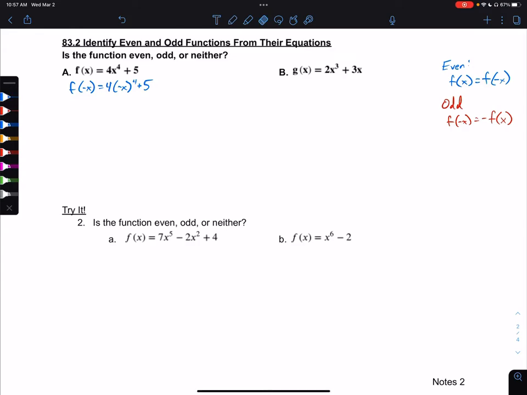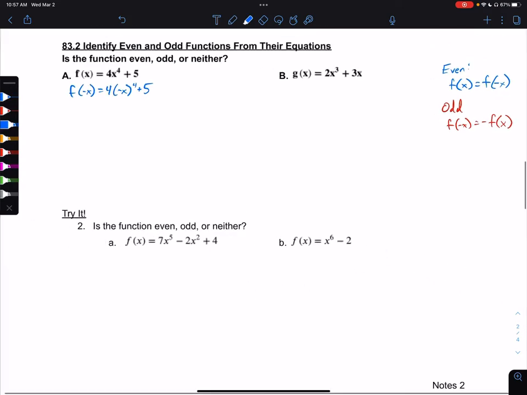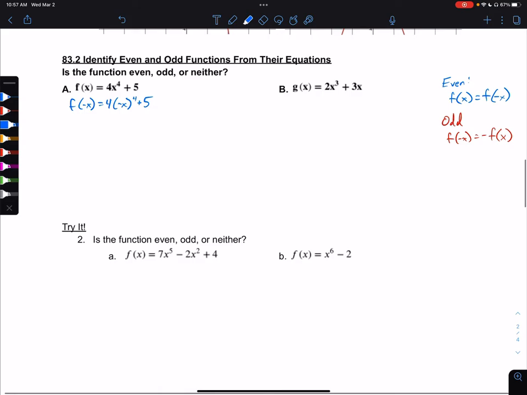Okay, so I'm going to replace this x with a negative x. All right, to simplify this, I need to figure out the signs of each term. Well, the plus 5 is a constant, so that's not going to change. What I want to look at is if I have negative x to the fourth power, think of this as, let's say, negative 1 to the fourth power. Negative 1 to the fourth power is multiplying negative 1 four times.